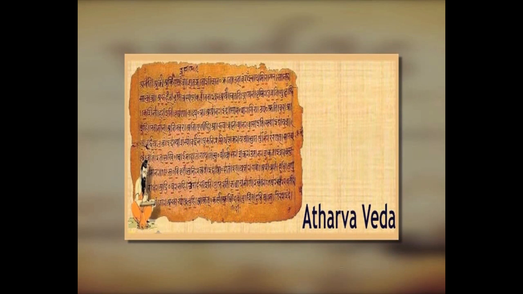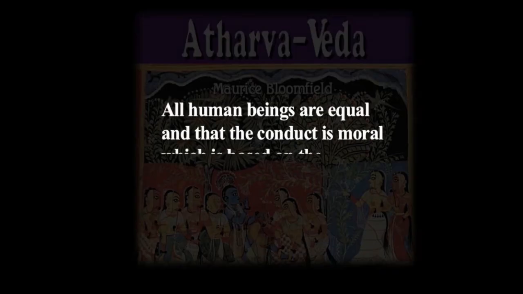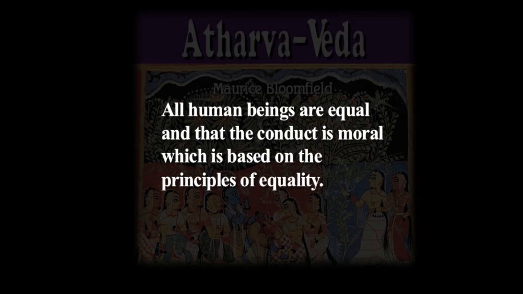Atharva Veda ordains that all human beings are equal and that the conduct is moral which is based on the principles of equality. The philosophy of human rights appears to have its existence in the domain of natural law. According to the philosophy of natural jurisprudence, natural law denotes natural justice, an instrument which can harmonize the whole mankind and bestow happiness essential for good living of a society.